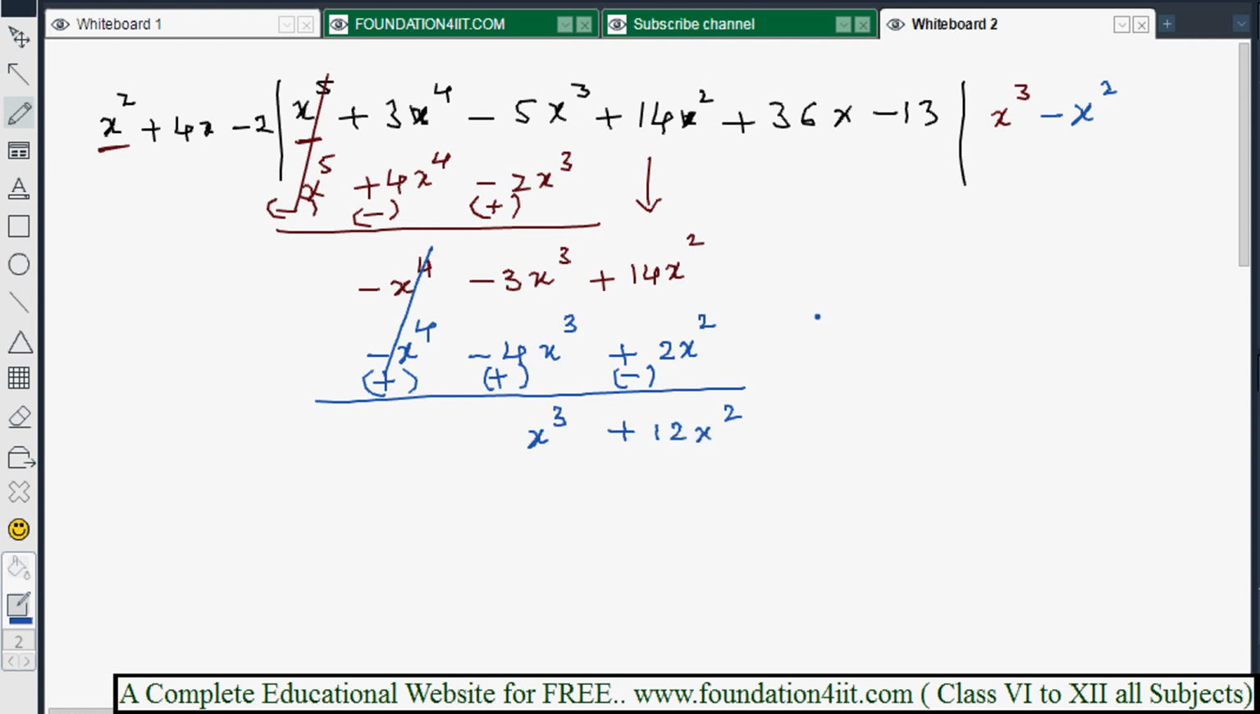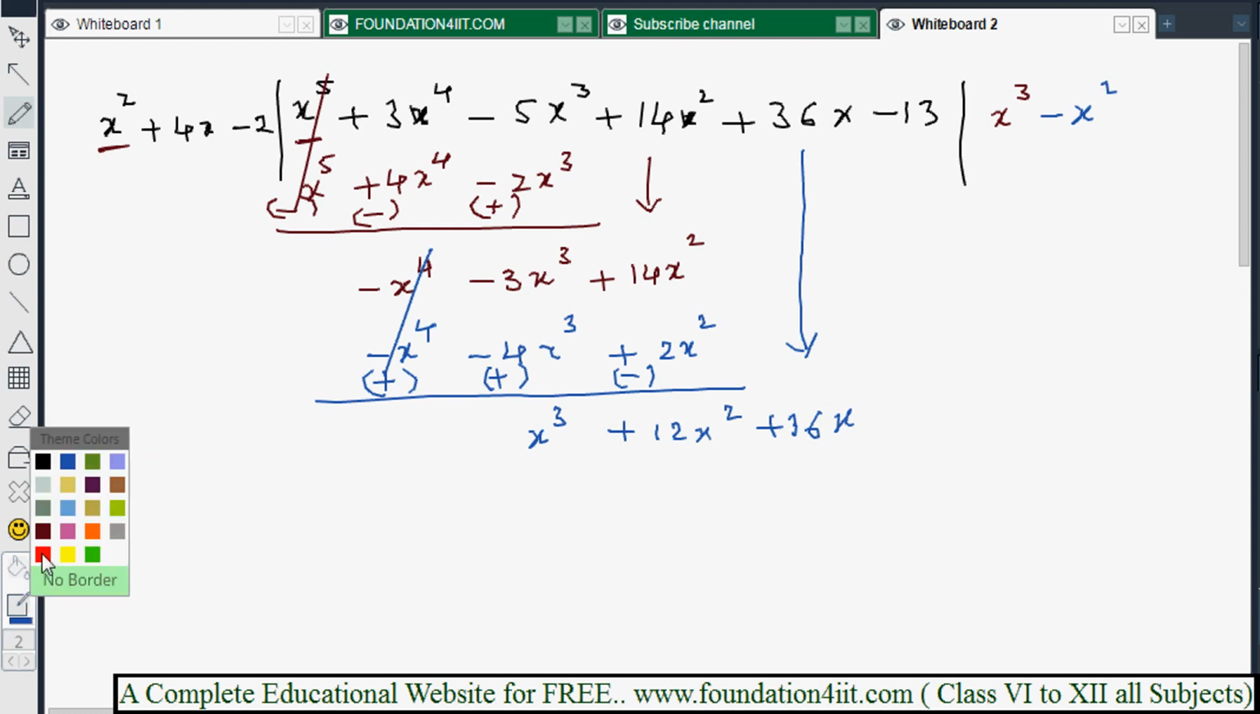So the next term is 36x. Take this 36x down and write here plus 36x. Again the method is the same, we just continue the method similarly. x square into dash is x cube, that is plus x. Now take this x and multiply these three terms one by one and write down. So that is x cube, again x into 4x is plus 4x square, again x into minus 2 is minus 2x.